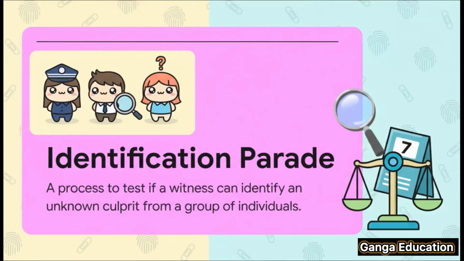So what exactly is an identification parade? Well, it's a formal process that police use when a witness says they saw the person who committed a crime, but they didn't know them beforehand. The police will line up the suspect with several other people who look similar, and they'll ask the witness to pick out the person they saw.